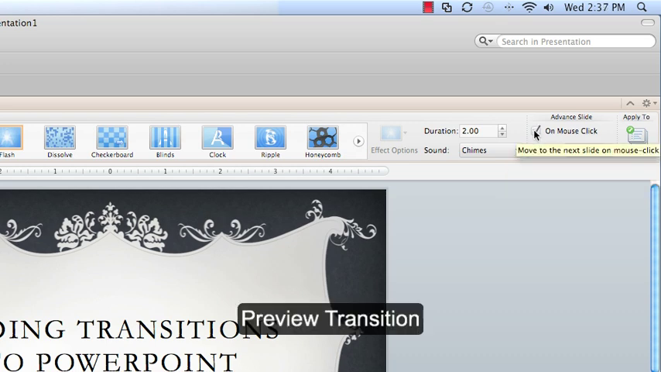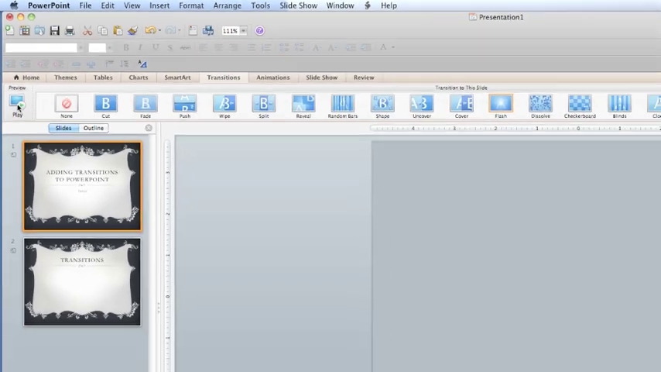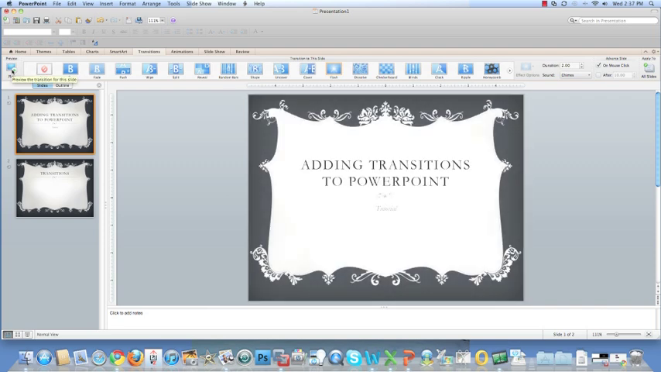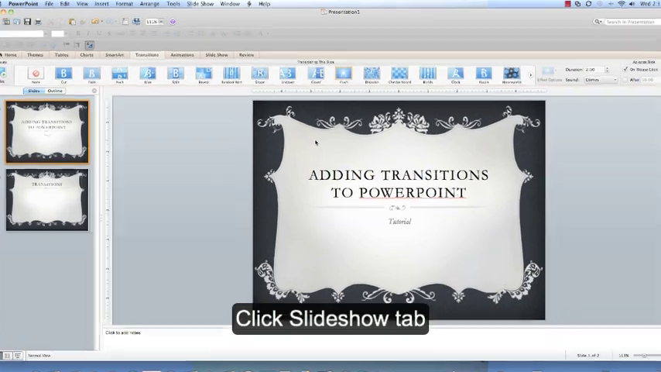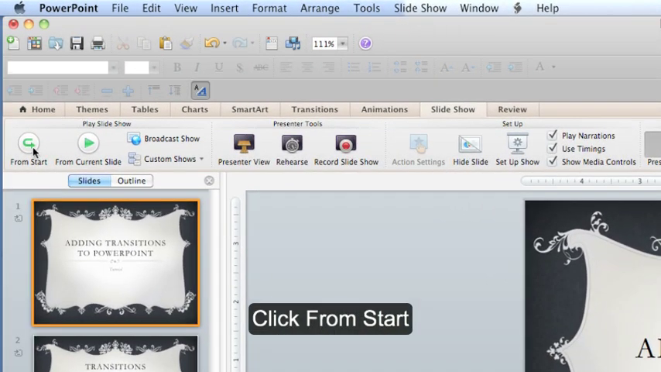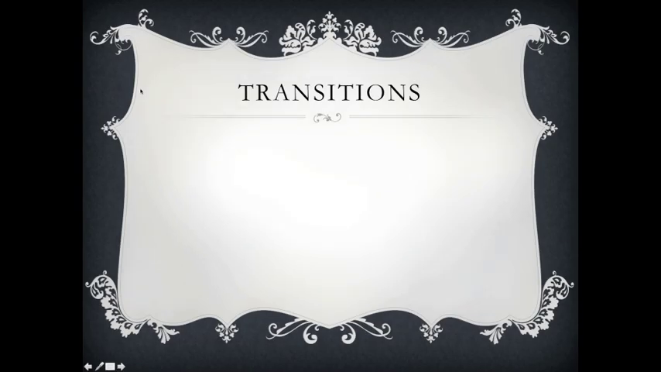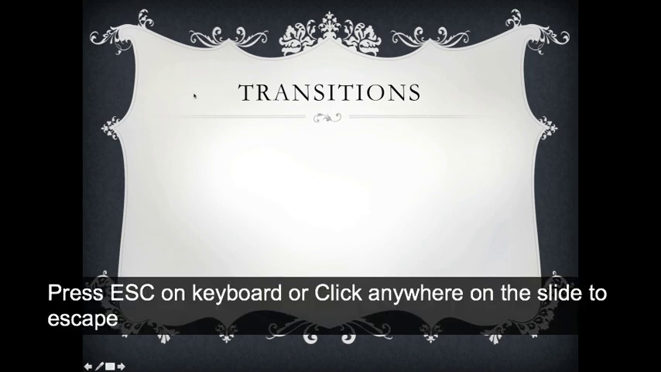Now you can preview to make sure the transition is correct. To do a full preview of both slides, click on the Slideshow tab and From the Start. There's my first transition. If I click on the slide, my second transition occurs. To escape this preview, you can press the Escape key on your keyboard or click.